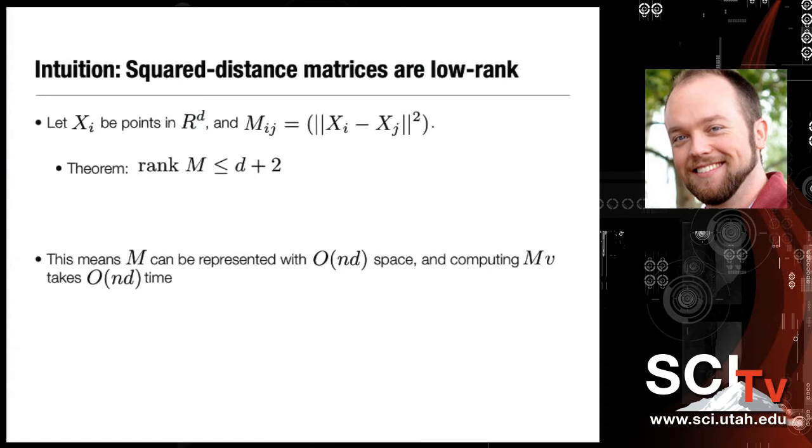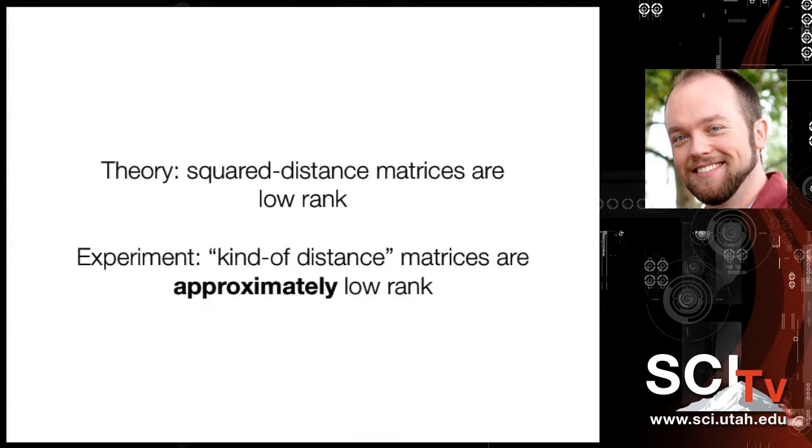So this is the trick that we're going to do. Okay? And the proof of this is really trivial. You just expand out the inner products and the squared distances and you get that automatically. Okay? So there's no magic there. This is really just arithmetic. You just prove it with your hands pretty much. So the theory says that squared distance matrices are low rank, but our matrices are not squared distance.